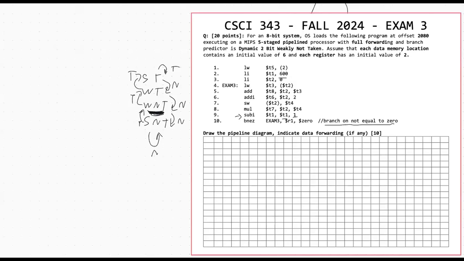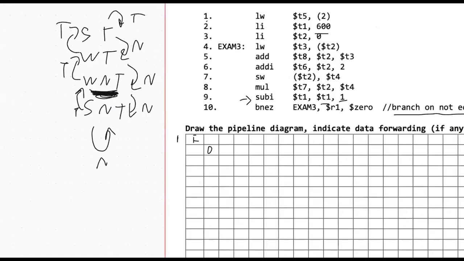We start out with instruction 1, and instruction 1 is a load word. So we're going to start out with fetch, decode, exec, mem, and write back.